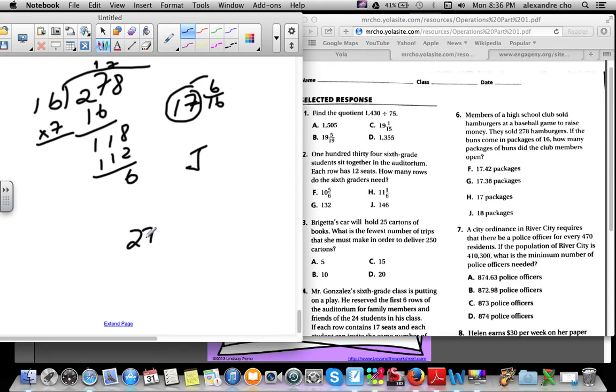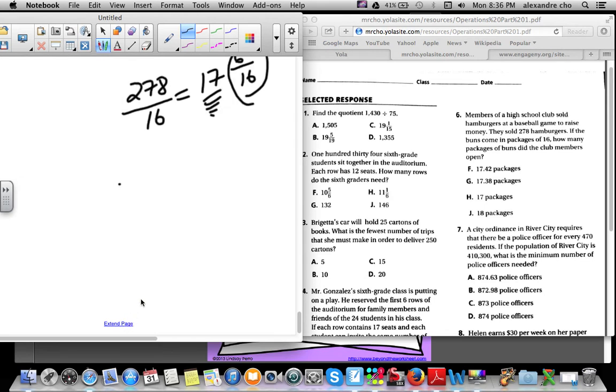All right, let me try that again. 278 over 16. Let me do it this way. Okay, 16 goes into 278 17 times. Okay, and there are apparently 6 left over 16. Okay, in order to have 278 buns, you need to open for sure 17 packages and use them all up, and another one and use a few more. Okay, so the total here is 18 packages. Still don't think I made sense of that one.